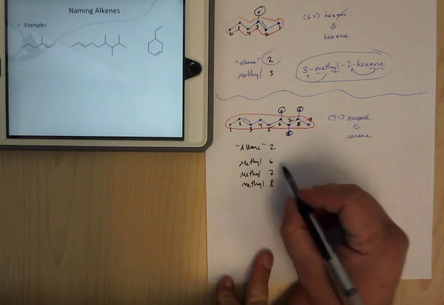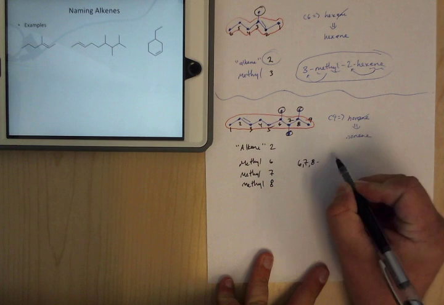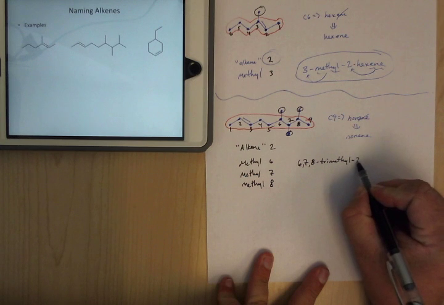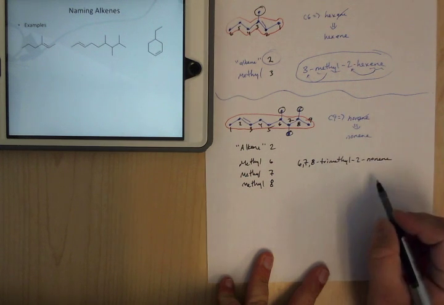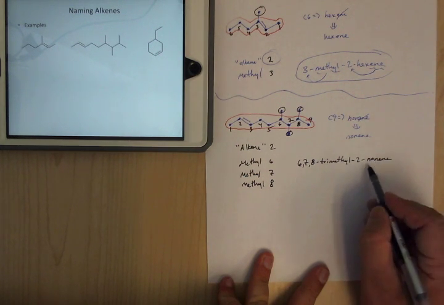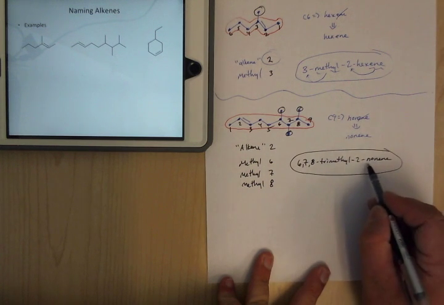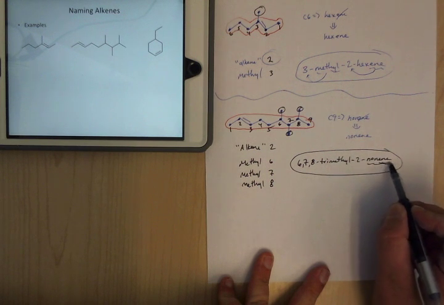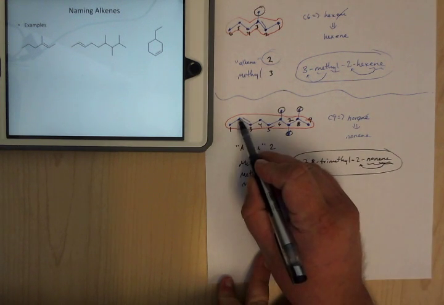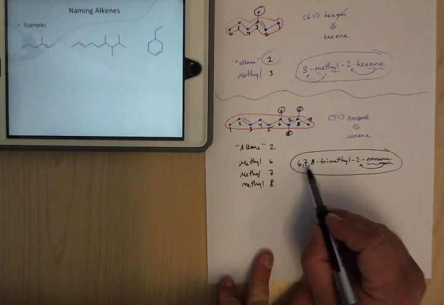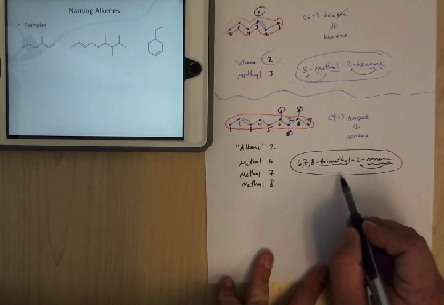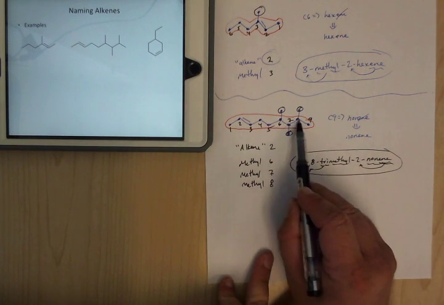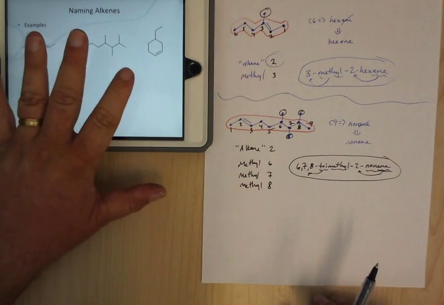Okay. So here we go. We have 6, 7, 8 trimethyl 2 nonene. So here's our name. We have a main chain that's 9 long. We have a double bond. Where does it start? It starts at carbon 2, goes from 2 to 3, and then we have 3 methyl groups. We better have 3 numbers. So we have a methyl group at 6, 7, and 8.